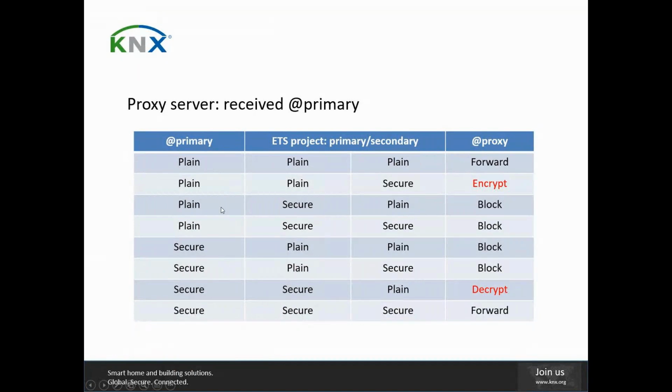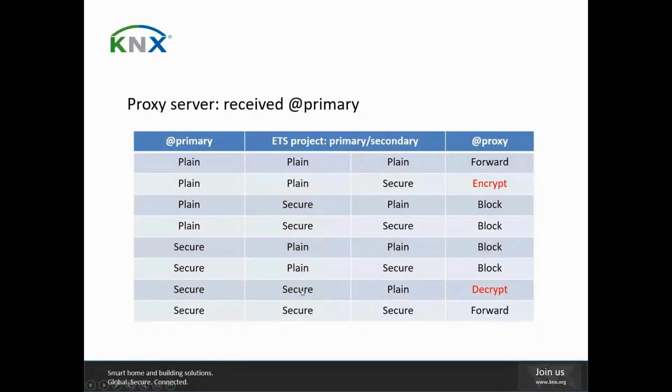So that's the first thing we need to know. And then we need to look at the specific situation as it is actually created by the ETS user for this group address and for this proxy server. So we need to look at the primary, secondary constellation, if you want, in how it is actually created by the ETS user.